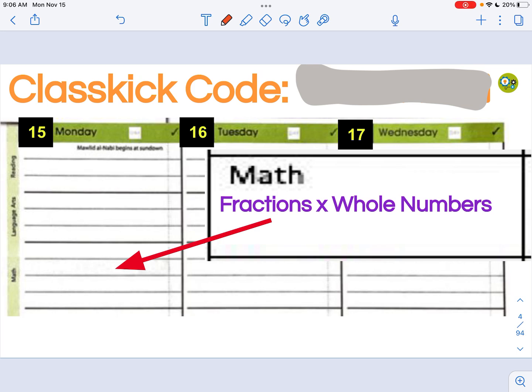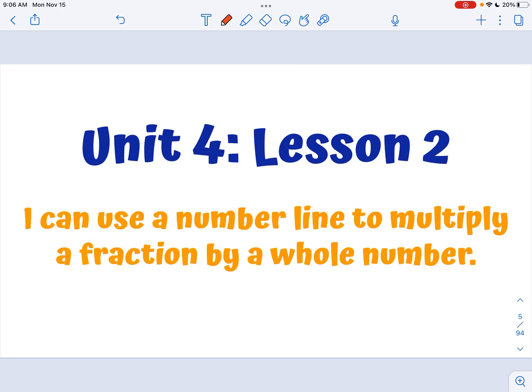Hey, quarantining students. Today we are going to learn how to multiply fractions by whole numbers. Don't worry about jumping into ClassKick. This is the same presentation that I'm using for my in-class kids. So we're going to jump right into the lesson.